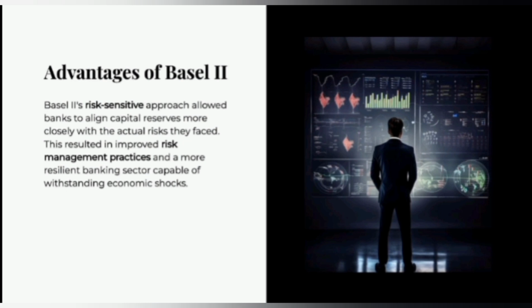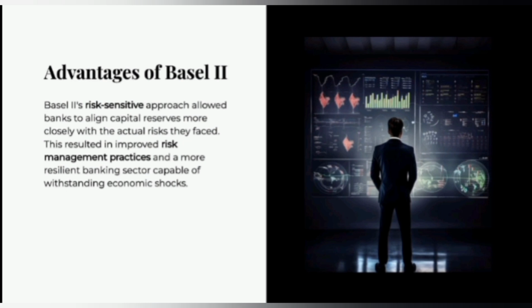Fourth, better regulatory oversight. Supervisory review process enhances regulators' monitoring capabilities. Fifth, encourages prudent lending. That means banks must hold more capital for riskier assets. Then sixth, we have promotes financial stability. That means strengthens banking system resilience.